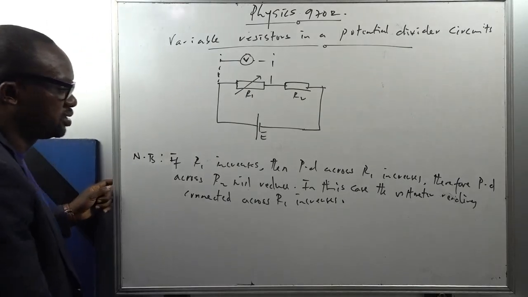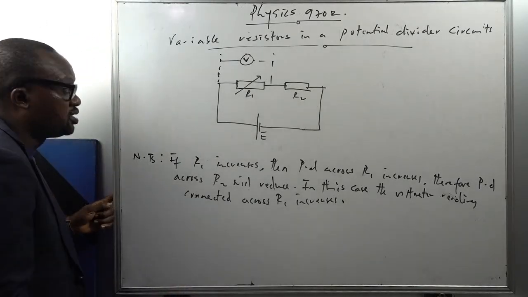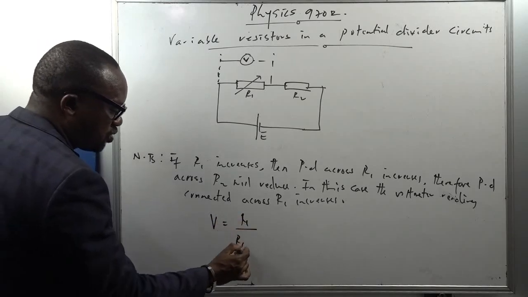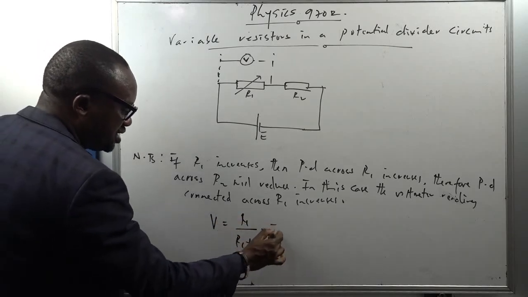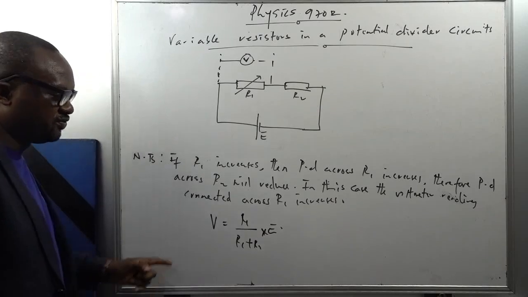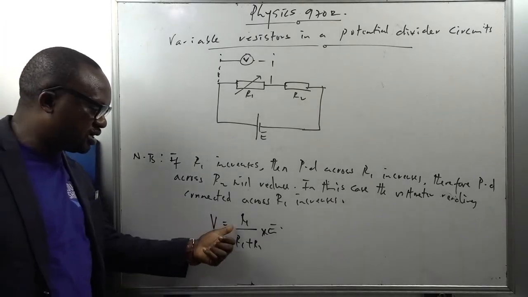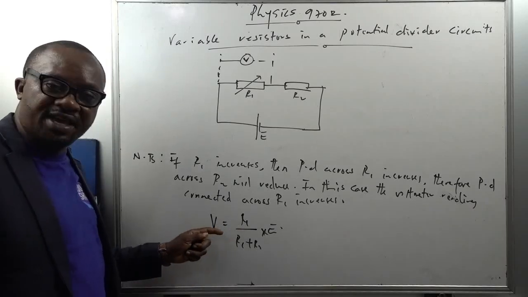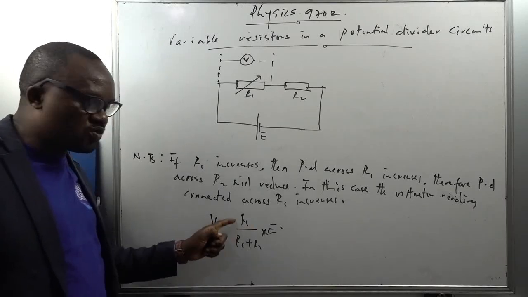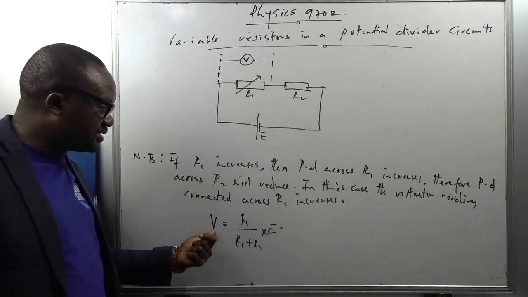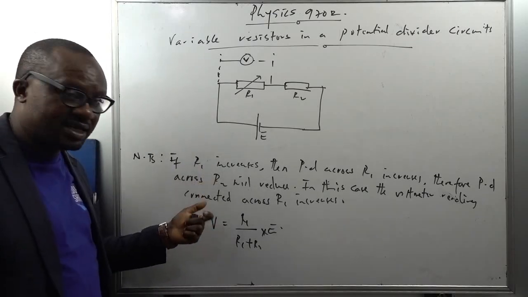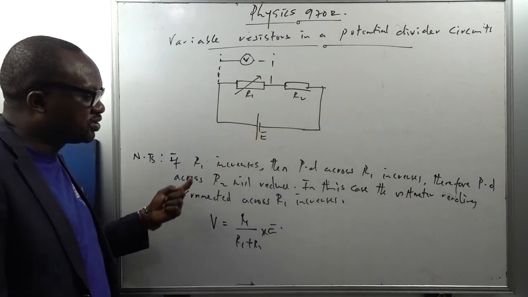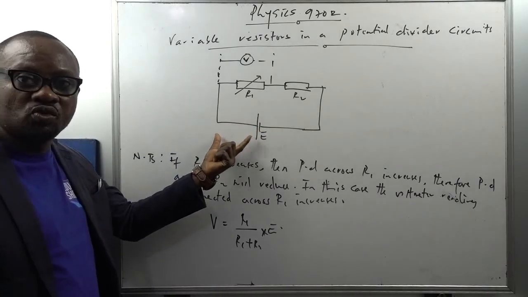According to this equation, the voltage across R1 here is given as R1 over R1 plus what? R2, times what? Times E. So we can see that the voltage across R1 is proportional to the resistance of R1. So if the resistance of R1 increases, the voltmeter reading across R1 will increase. Therefore, the PD across R2 will reduce because the EMF of the circuit is still what? Is still constant.